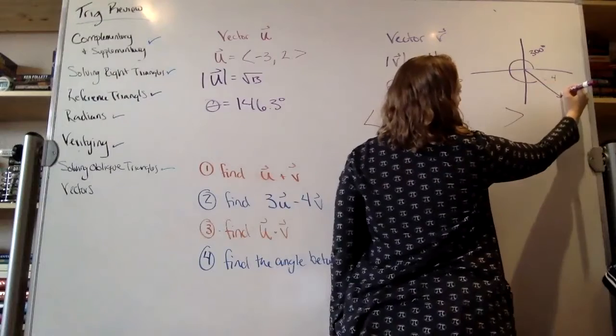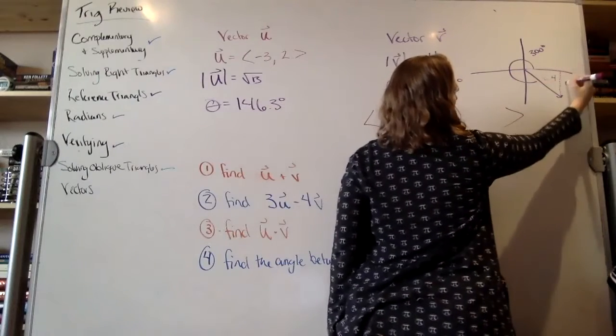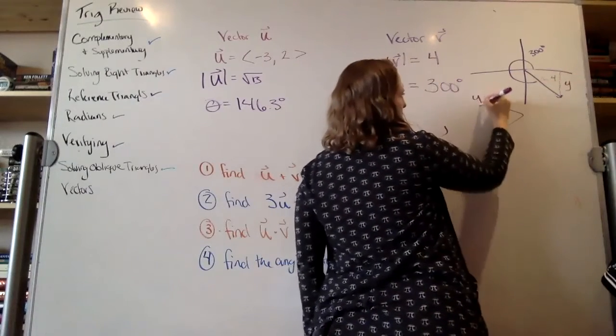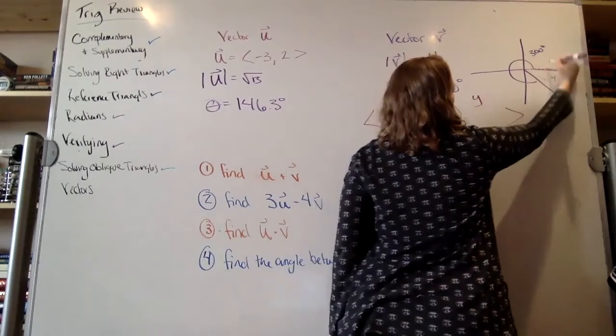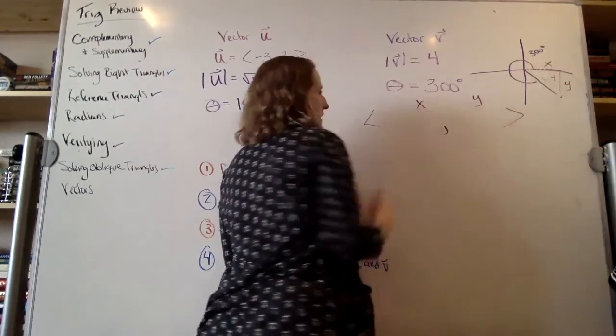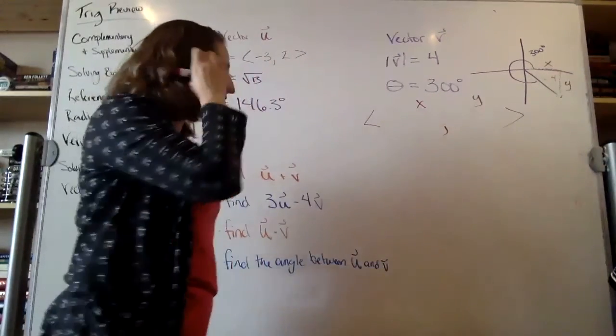So my vertical component would be this piece right here. That's a y. That's this piece here. My horizontal component would be this distance here. Notice that's an x value. That's this guy here. But how do I find those?